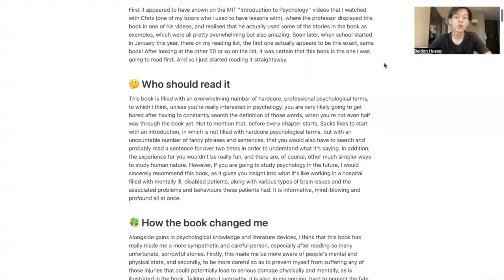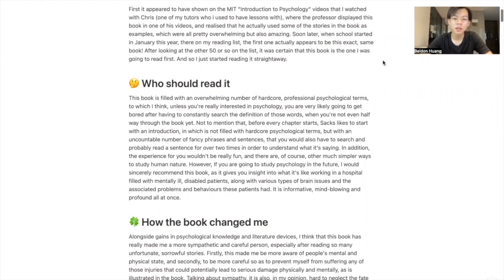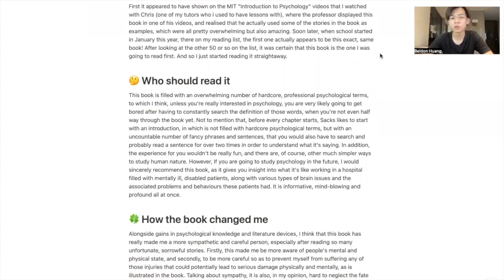And soon later, when school started in January last year, on my reading list, the first one actually appeared to be this exact same book. And after looking at the other 50 or so on the list, it was certain that this book is one that I was going to read first. And so I just started reading it straight away.